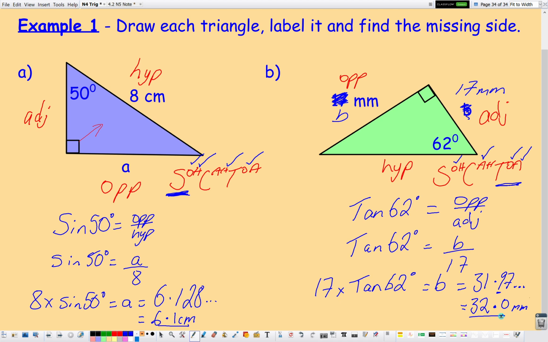Okay, so that is basically covering everything we've done so far, is drawing the triangles out, labeling them, using SOH CAH TOA to select which trig function to use, and then going through the working and finding that missing side.